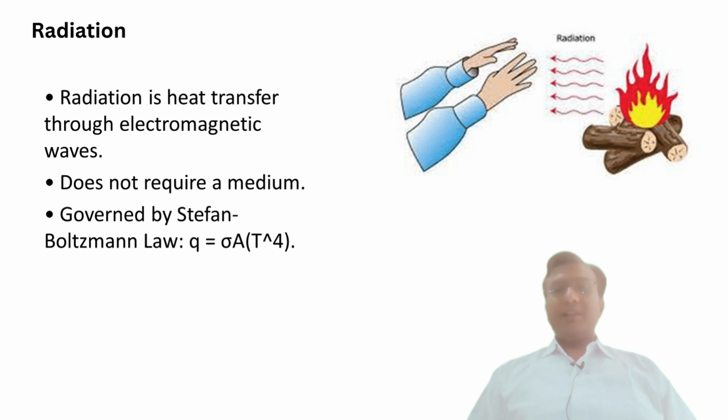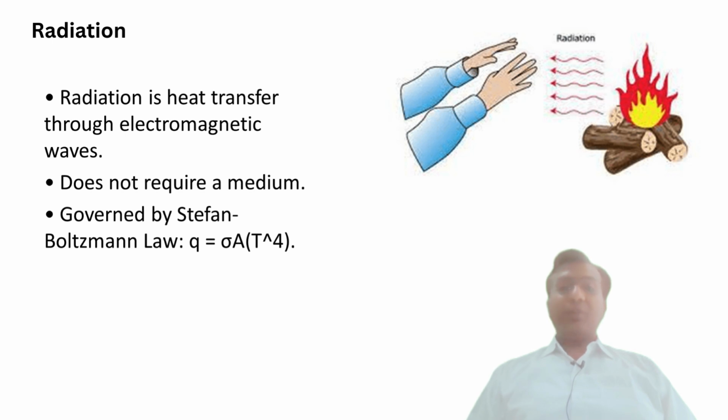Radiation is governed by the Stefan-Boltzmann law, which states that the heat emitted Q is proportional to the surface area A and the fourth power of the absolute temperature, that is T raised to 4, multiplied by the emissivity epsilon and the Stefan-Boltzmann constant sigma. Emissivity depends on the material's surface properties. A shiny surface emits less, while a dark one emits more.